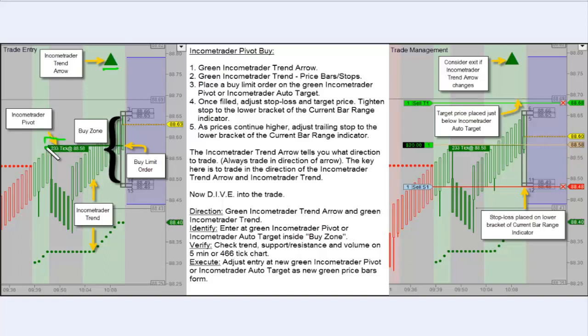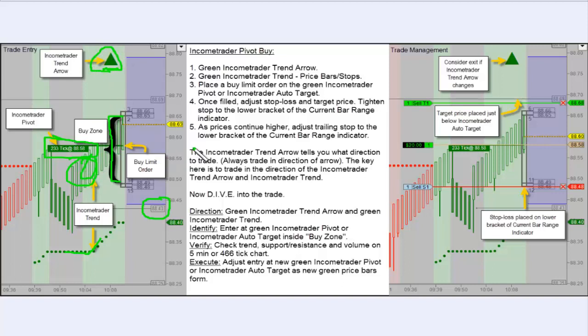Our Incometrader pivot right here is sitting for us, ready for a fill order if we have the correct setup. Here's the buy zone. This is the area where we're looking to place a trade, inside the current bar range indicator, the inner brackets, not the outer brackets. Then we have an Incometrader auto target over here to the right, and our Incometrader trend. It's identified by either the green stops or the green price bars. They're the same, so if one's green, the other one's green. In the future, I'll just refer to a green arrow, green bars.